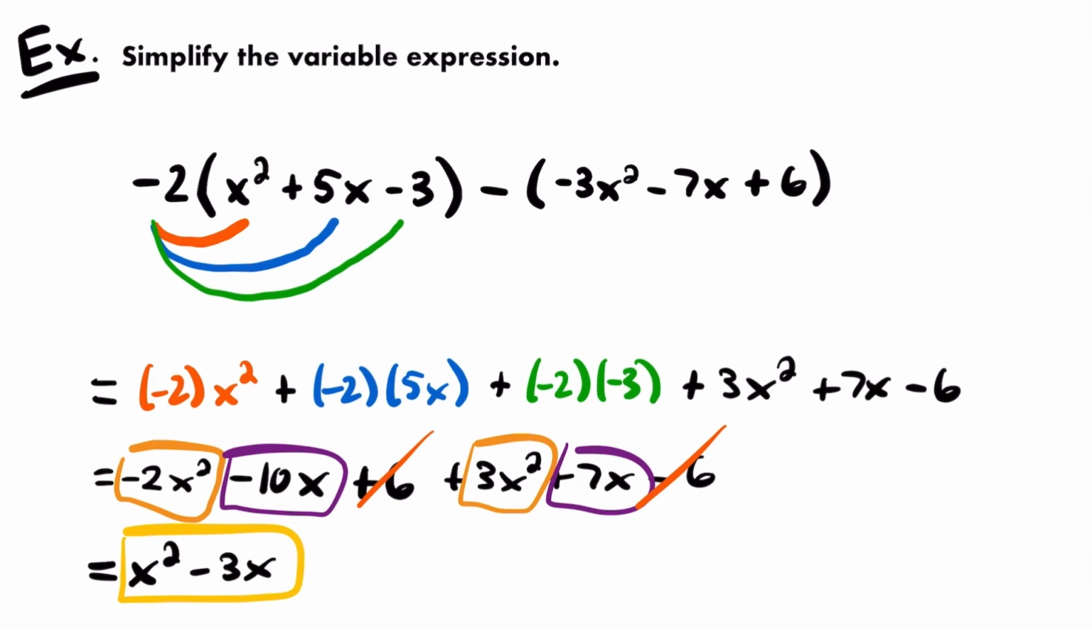It's pretty nice if you think about it. We started out with all of these different terms, and they were being multiplied by different numbers, and it all simplifies down to just two terms, x squared minus 3x. That's pretty nice. All right, now let's take a look at one more example for this video.